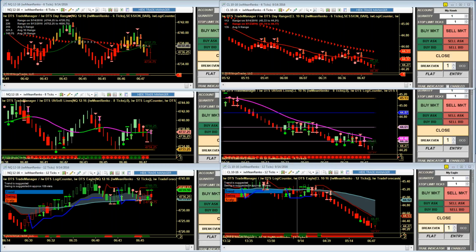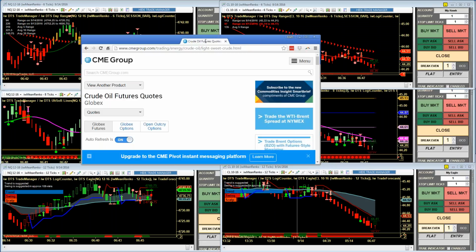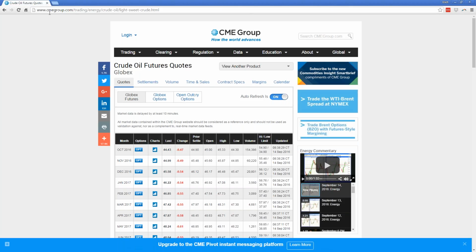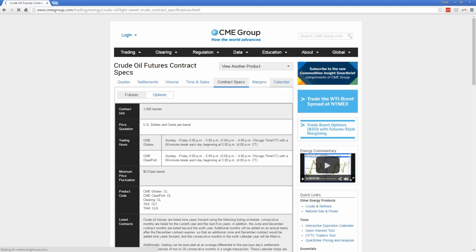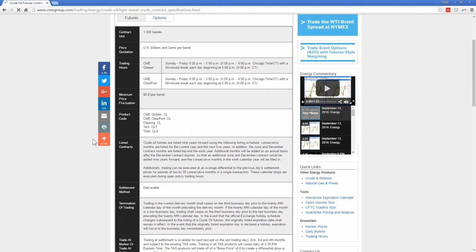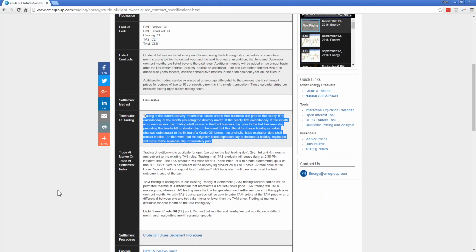All right. So for rollover information, I tend to go to cmegroup.com, and from there you can search your commodity of choice. I searched crude oil, and you can click on your contract specs, or there's also the calendar option. But in the contract specs, it will tell you termination of trading. I know it's a little bit confusing, but really it's not.